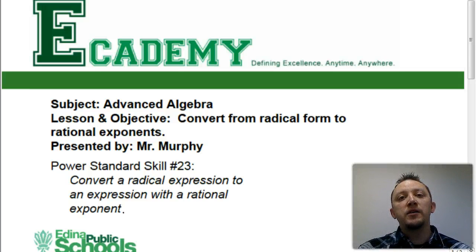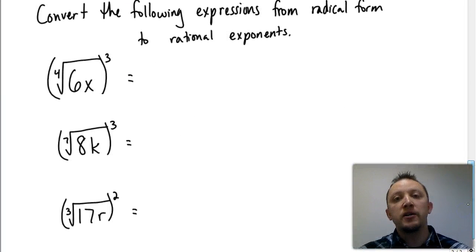Murphy, and in this video we're going to be looking at Power Standard skill number 23. And in this skill we're going to be looking at how to convert an expression that's in radical form to an expression that would be using rational exponents. So what's meant by that? Well, let's look at some examples of some problems we'll be working on here in a minute.